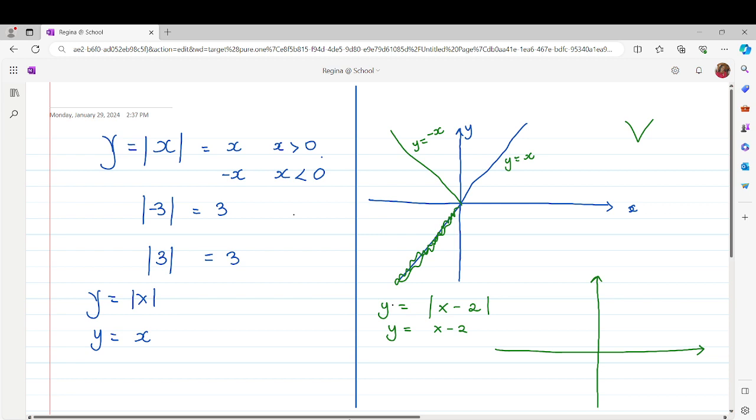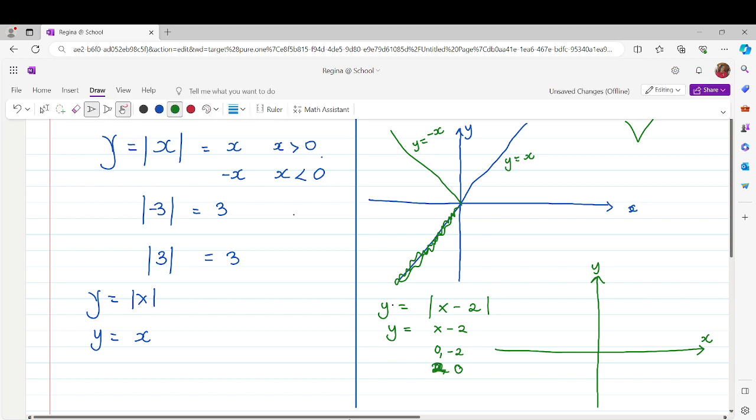What do you need when you're plotting a straight line? You must have 2 coordinates, and the way you generate those coordinates doesn't matter. Me, I will make my x to be 0 and get my y as negative 2. I can make my y to be 0 and then I get my x as 2. So I'm going to locate coordinates (0, negative 2) and (2, 0).